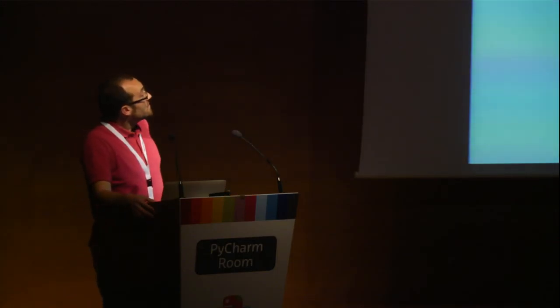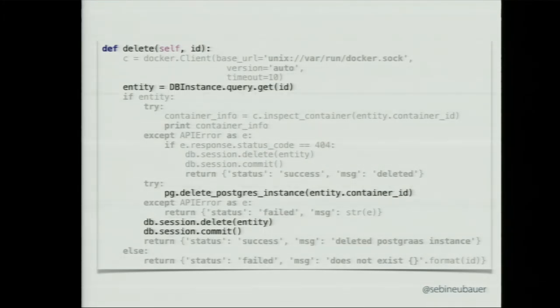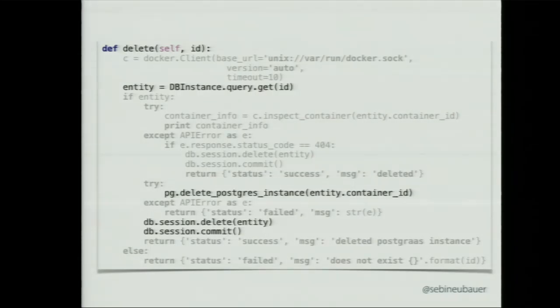So the instance resource, with the get, we get the details of a particular Postgres instance, for example, the username or things like this. And the delete, there's some more boilerplate, mainly what happens if we want to delete something which doesn't exist yet. But we can ignore that. So we just say, okay, from the database, get me the details of this instance the user wants to delete. And then let's go to our delete function from the Docker part. And then afterwards, if it's deleted, we delete the entry in the database. Really trivial.